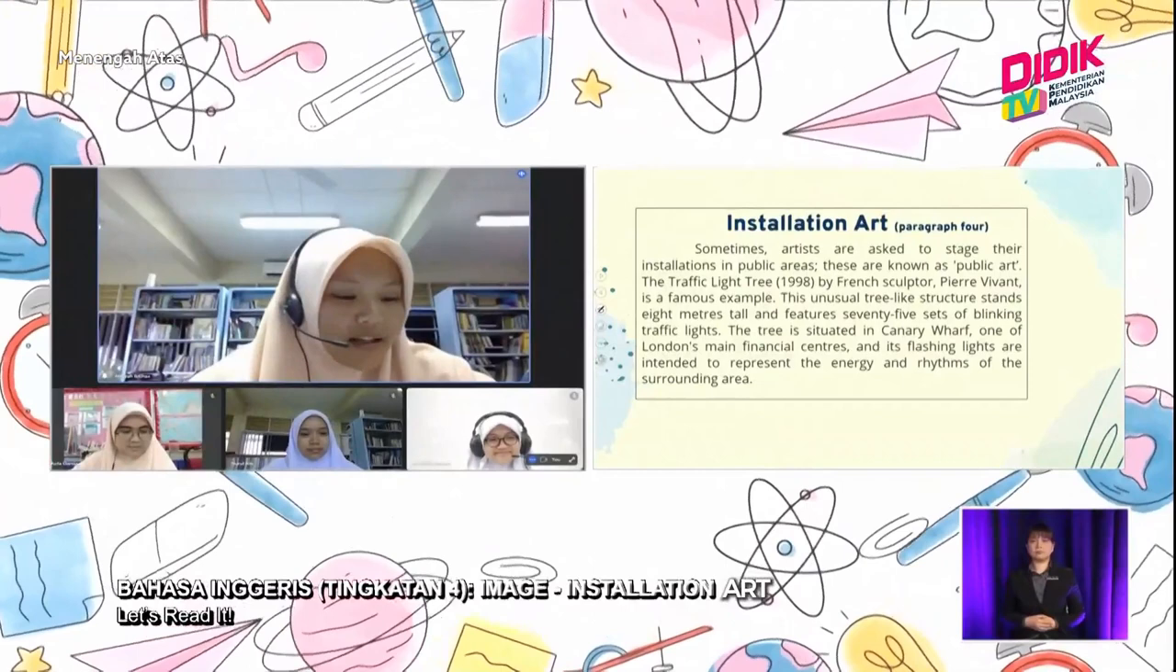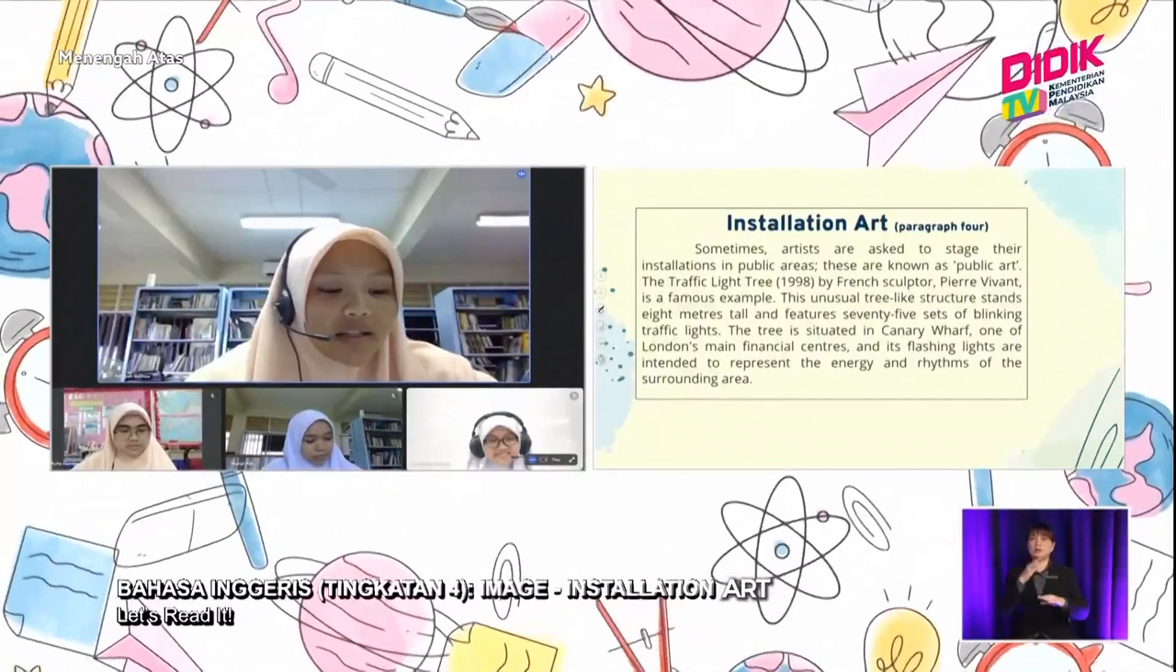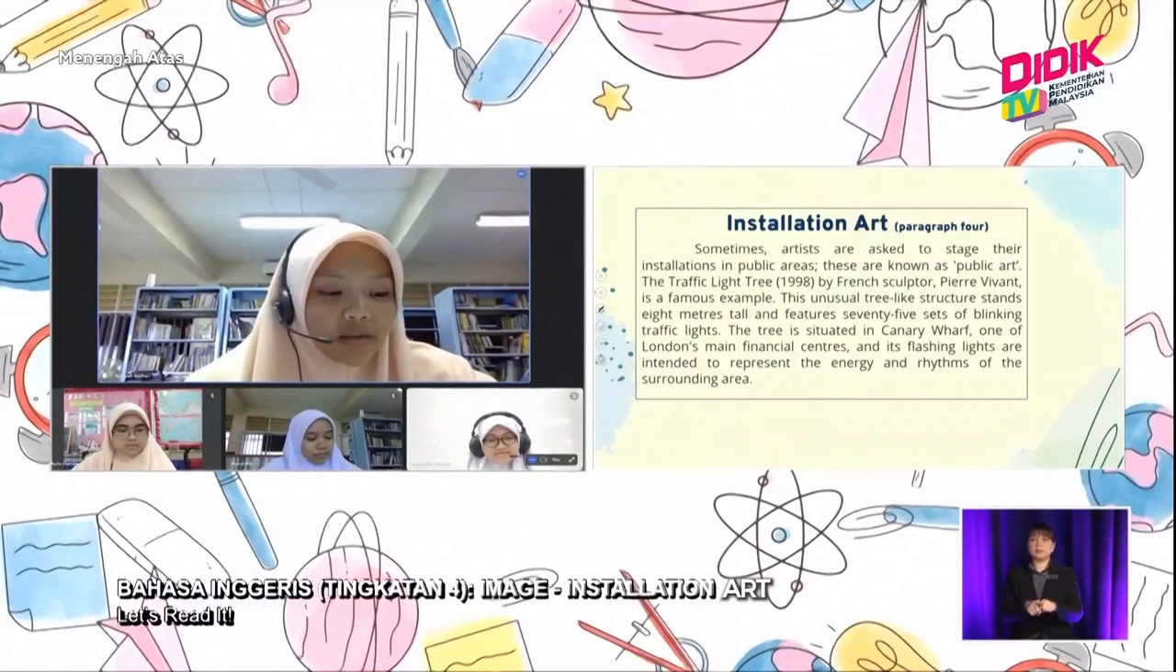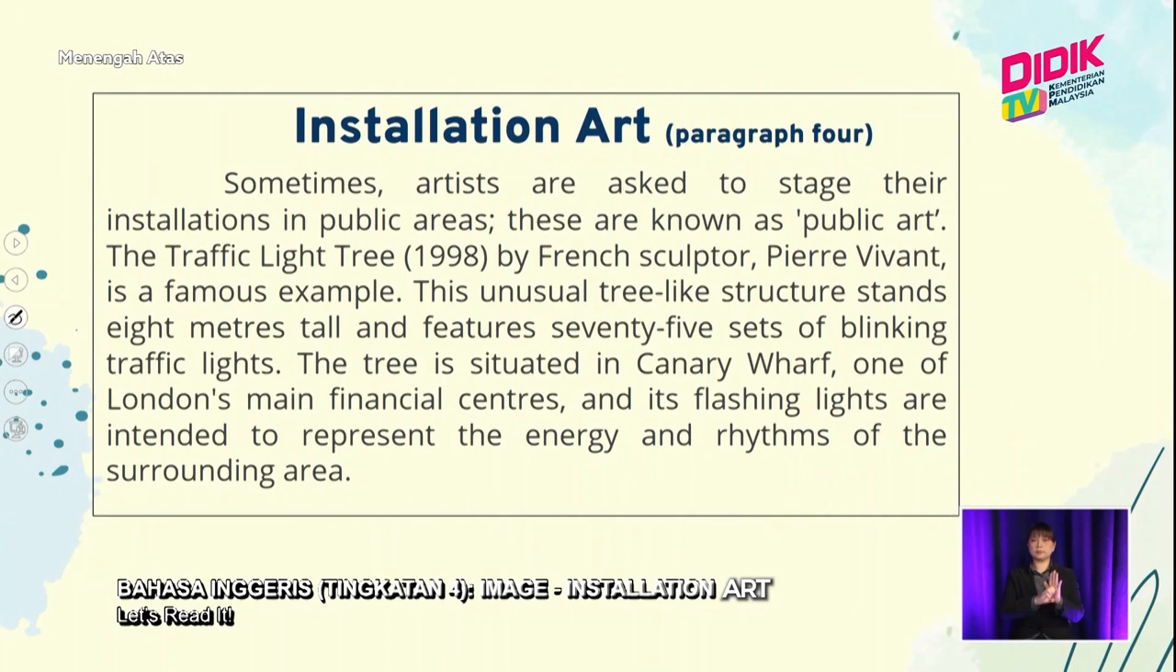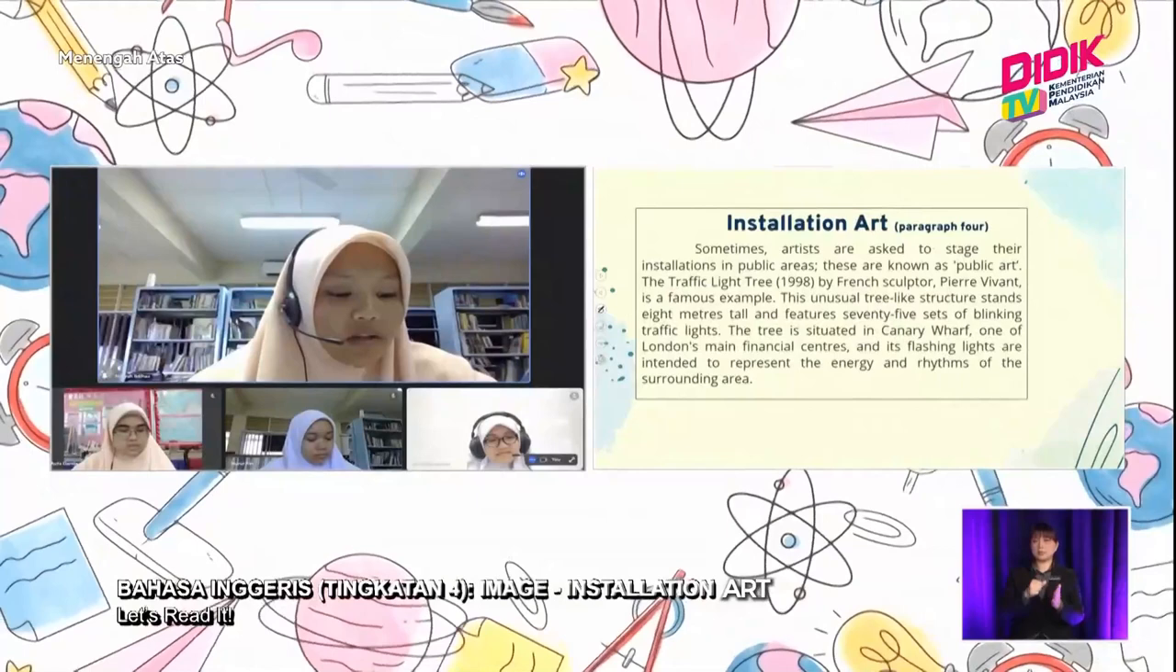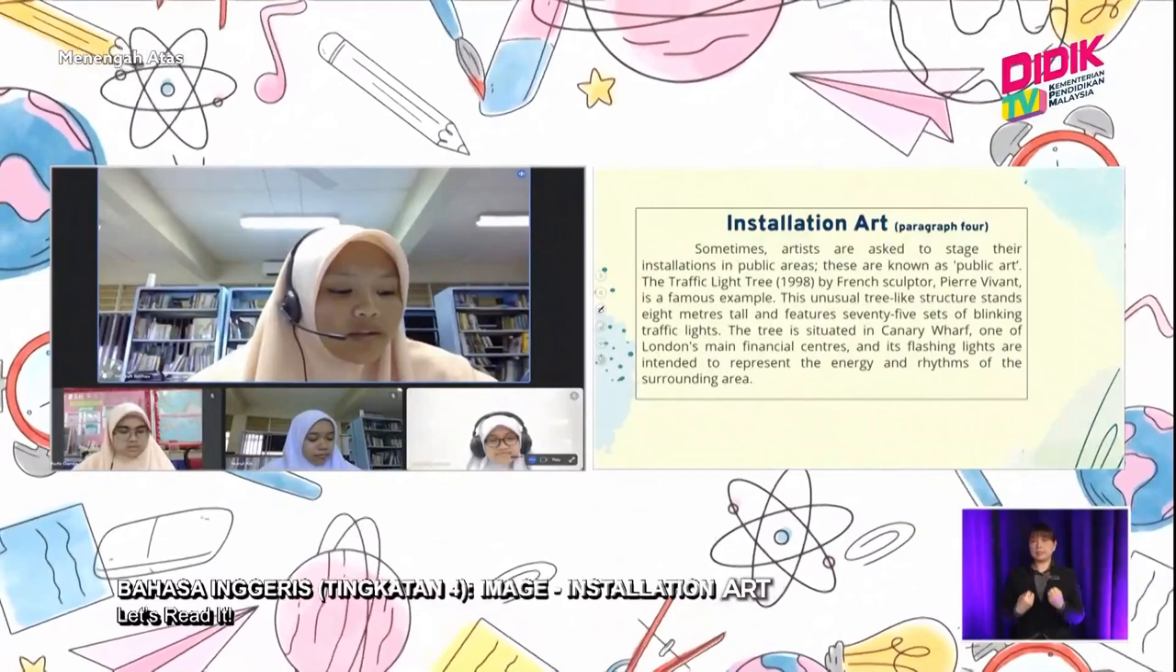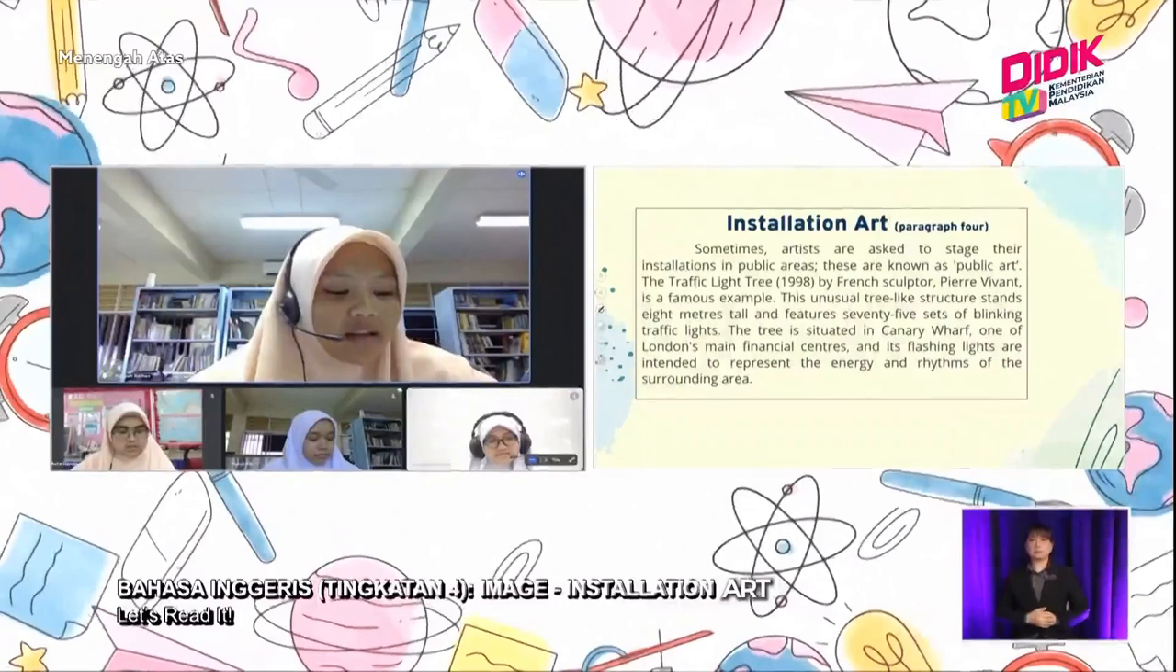Sometimes artists are asked to stage their installation in public areas. These are known as public art. The Traffic Light Tree, 1998, by French sculptor Pierre Vivien, is a famous example. These unusual tree-like structures stand 8 meters tall and feature 75 sets of blinking traffic lights. The tree is situated in Canary Wharf, one of London's main financial centers, and its flashing lights are intended to represent the energy and the rhythm of the surrounding area.